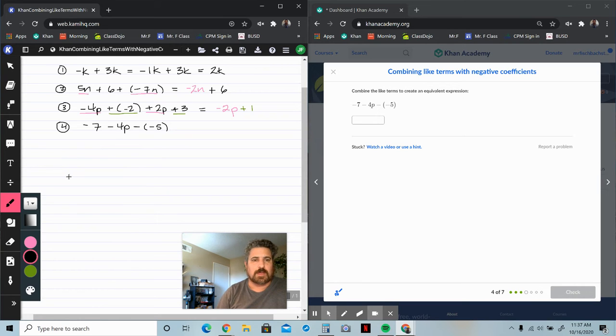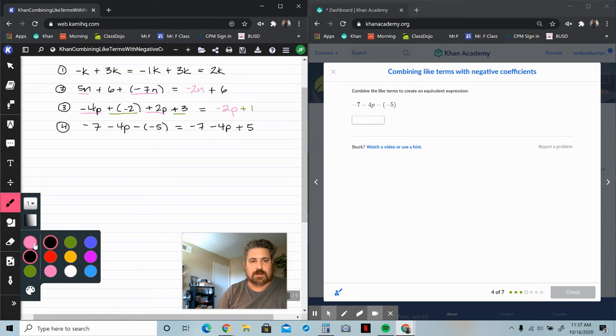One, you're going to look at and see what your common or like terms are. You've got constants of the opposite of negative 5 and negative 7. Let's resolve the sign here. Taking away a negative 5 is exactly the same as adding a positive 5. So you can think of this as negative 7 take away 4p plus 5.